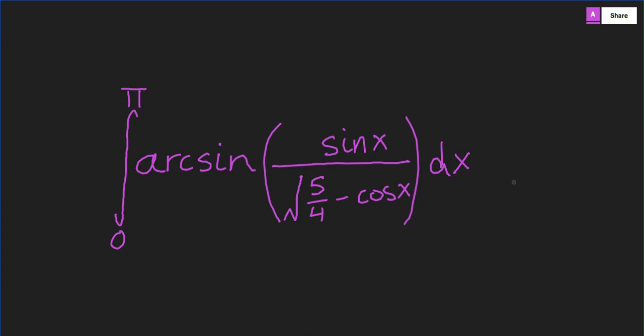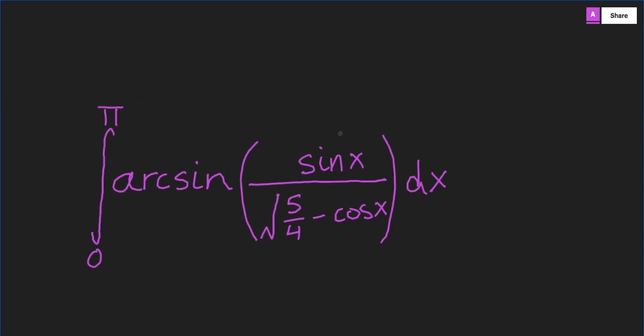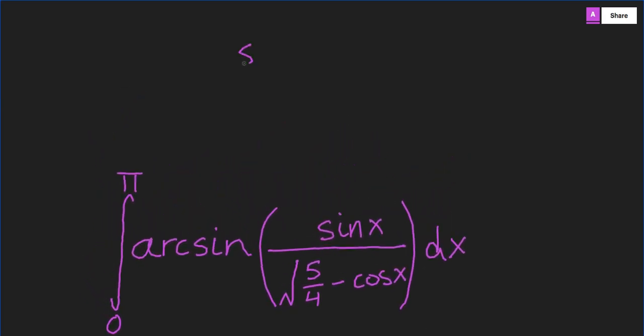Okay, so today I have a pretty interesting integral, and this is the integral from 0 to pi of the arcsin of sin x over the square root of 5/4 minus cos x. What's interesting about this integral, and the first thing you might notice, is that the inside part of the function, sin x over the square root of 5/4 minus cos x, has the exact same zeros as the bounds of the integral.